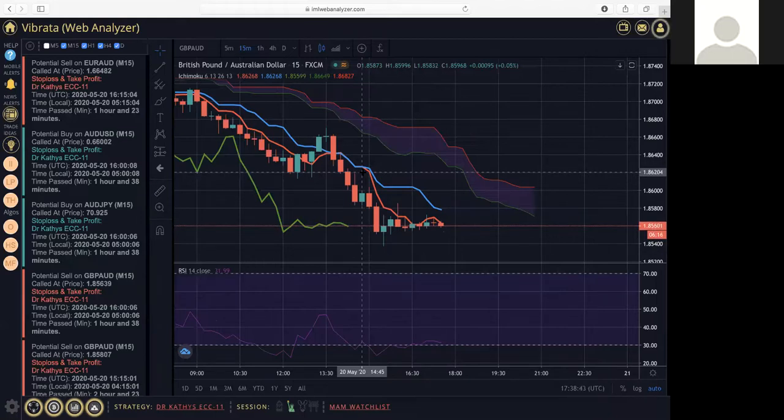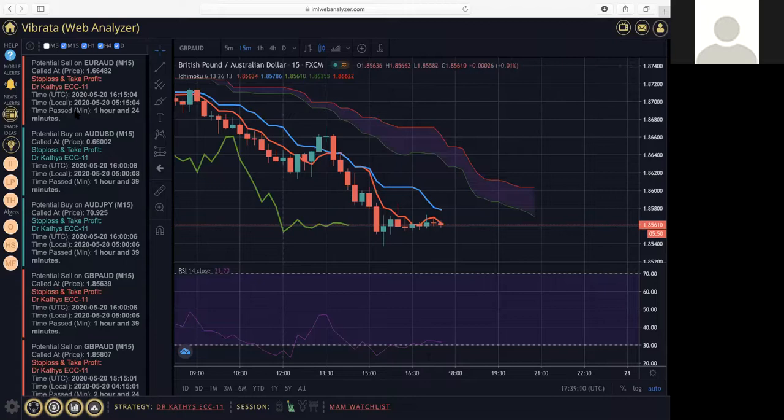Step number two is the red line. The red line is the dominant line. So for a sell, we want the red line to be below the blue line. So is the red line above or below the blue line? Let me know. Put it in the chat box. That's step number two. Yeah, 100%. The red line is below the blue line.